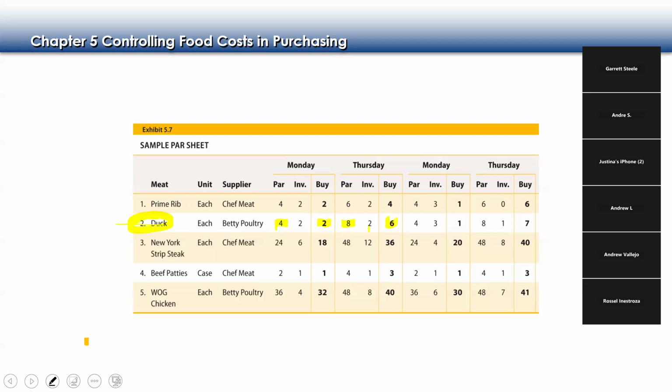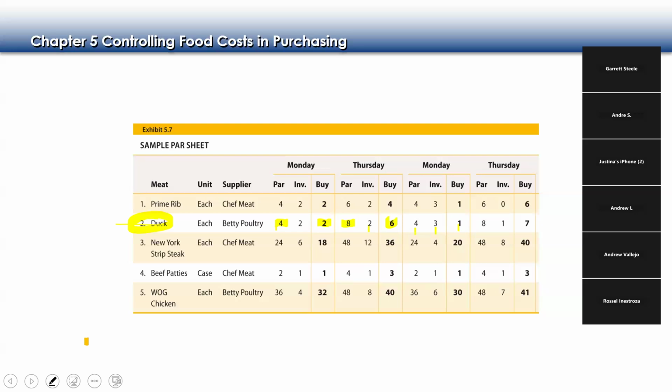And then on Monday, I order 4, or sorry, my par is 4. I have 3 in stock this time. Maybe my weekend wasn't as busy as I thought it was going to be. Maybe it rained and people didn't come into our restaurant. So I only have to order 1 to get back up to par. Okay. So this is how we can control our inventory.